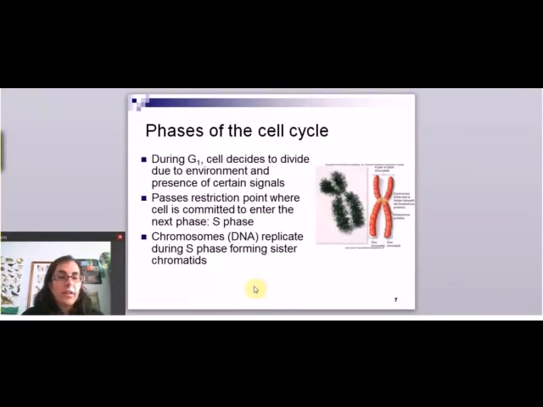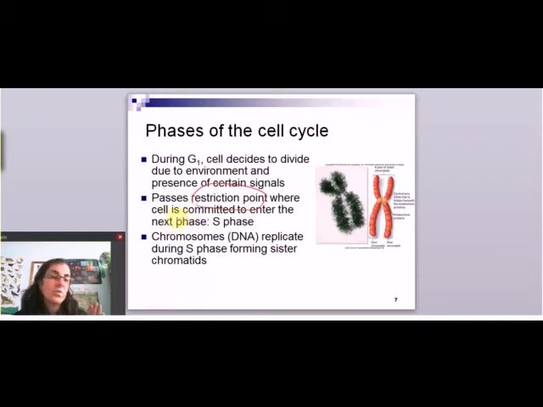So we're going to go through the cell cycle in a little bit more detail here. During G1, the cell is going to decide to divide. So it's going to be looking for certain signals in the environment and within itself to decide if it's in a good position to divide. If it's in a good position to divide, it will pass through something called the restriction point. This is a place where the cell basically has to stop. It's like a stop sign.